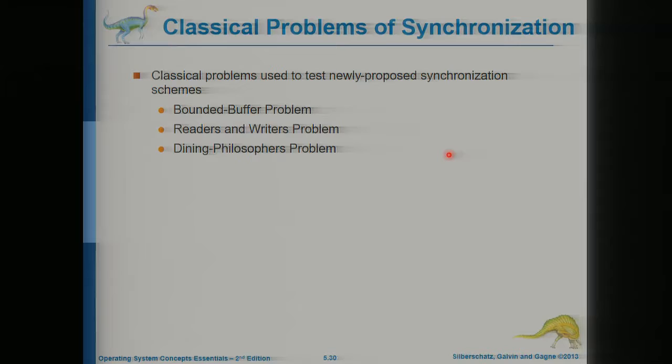So next is the classical problems of synchronization. Under the classical problems of synchronization, we have three important problems to discuss. First one is the bounded buffer problem. Second one is the readers-writers problem, and third one is the dining philosophers problem. The bounded buffer problem, we have already discussed the background of this. The bounded buffer problem is nothing but the producer-consumer problem.